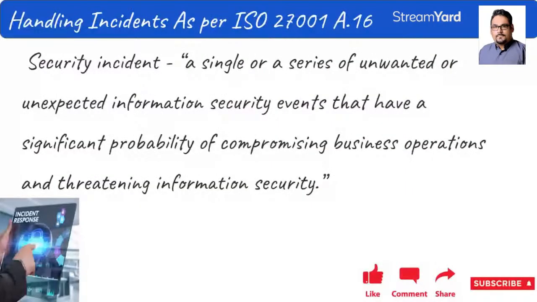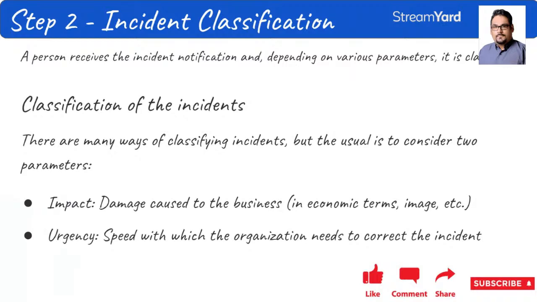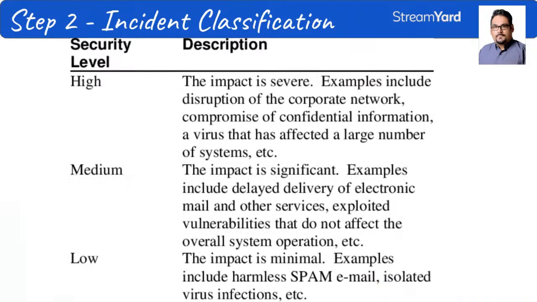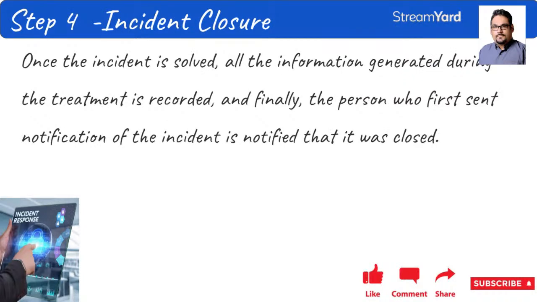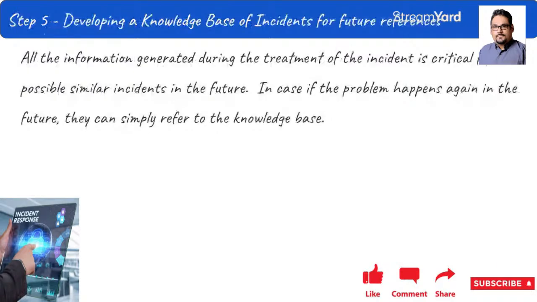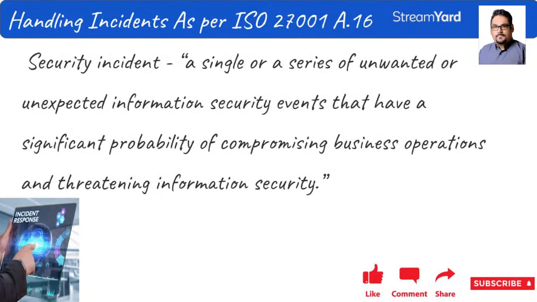Let us understand some details about cybersecurity incidents today, how to handle the incidents as per ISO framework. So there are five key steps in this process, guys. Number one is incident notification. Number two is incident classification. Number three is resolution, treatment of incident. And number four is incident closure. And number five is developing a knowledge base of incidents for your future references. So we will go through all these steps one by one in this video for your understanding.